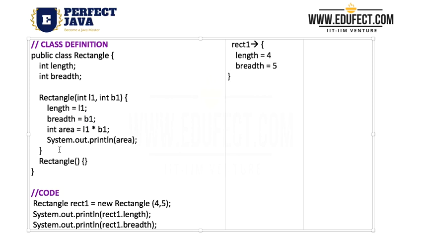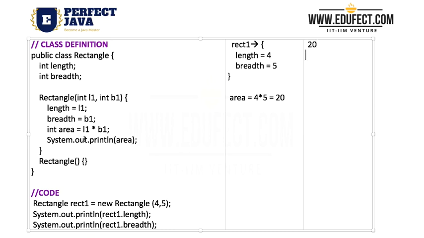Then what are we saying here? We are saying int area is equal to L1 into B1. So what will be area? Area will be L1, which is 4, into B1, which is 5, so area will be 20. And when we say System.out.println area, what will get printed is 20.